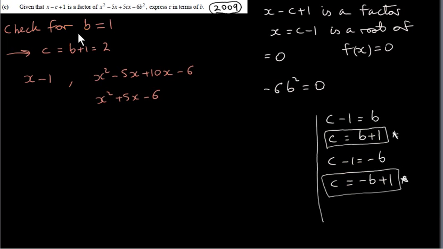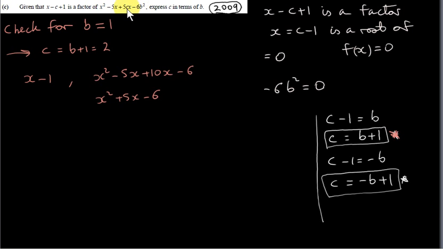Now here I've done a check for one particular value of b. Of course b can be any value, but I'm just checking it for b equals 1, using this form here. If b equals 1, it means that c equals 1 plus 1, which is 2. So our factor x minus c plus 1 will become x minus 2 plus 1. That's x minus 1. So this will be our factor. And what we do here is plug 2 in for c and 1 in for b.